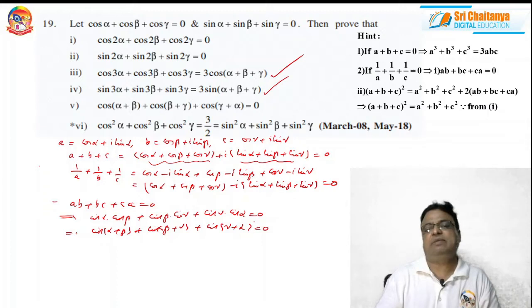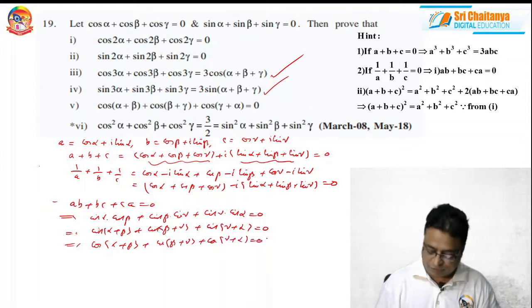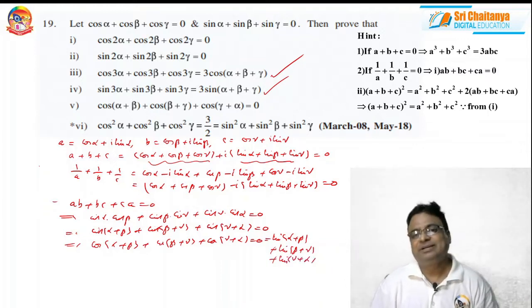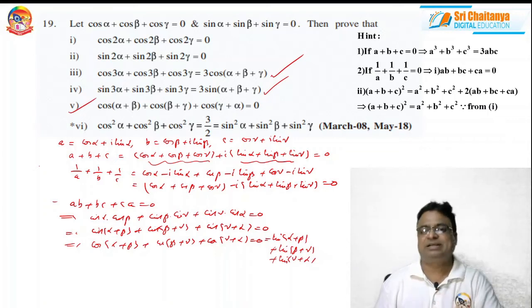Again, equate real and imaginary parts. There you can get cos of alpha plus beta plus cos of beta plus gamma plus cos of gamma plus alpha equal to 0, and sin of alpha plus beta plus sin of beta plus gamma plus sin of gamma plus alpha equal to 0. That's all about result number 5, and of course you get result number 6 also.